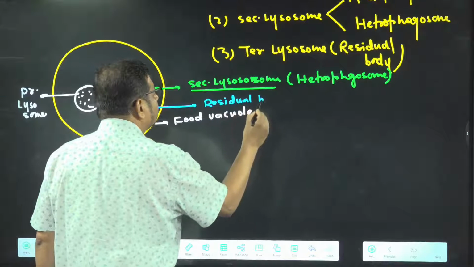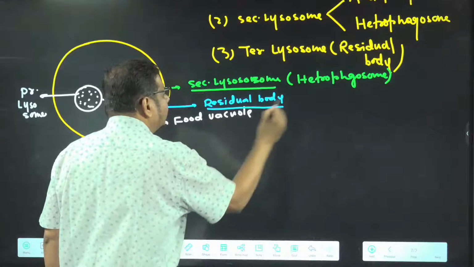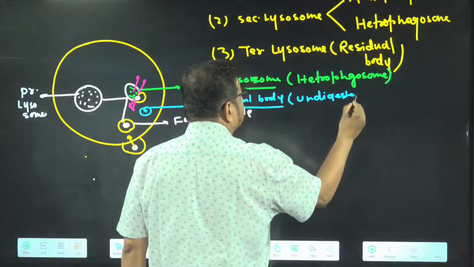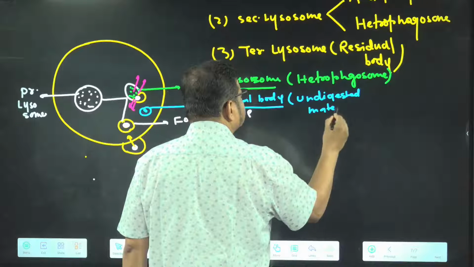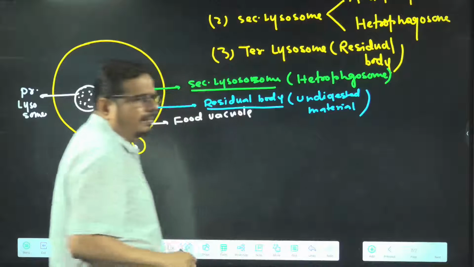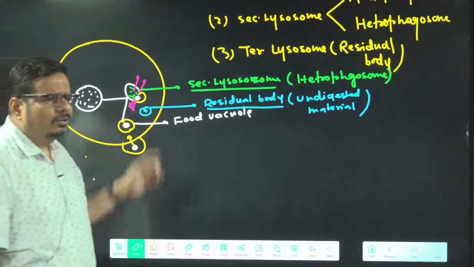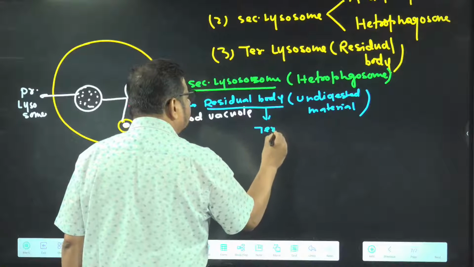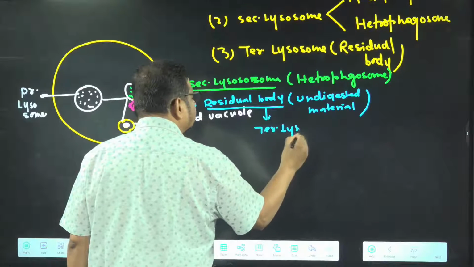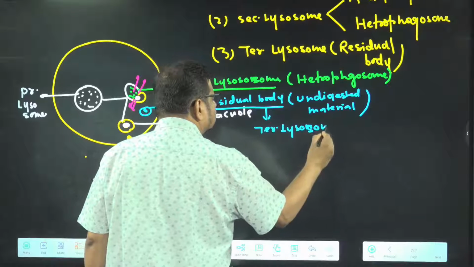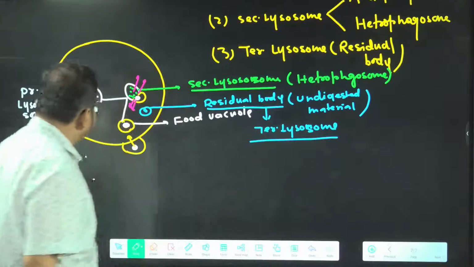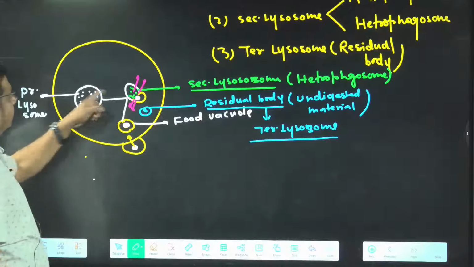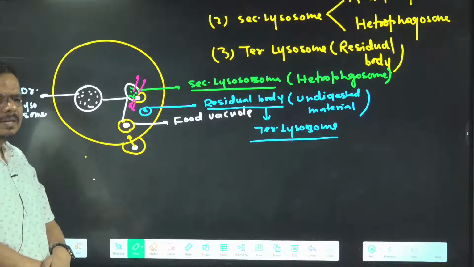Residual body. Here, undigested part is there, the material which was not digested. Getting the things or not? So it is present in the residual body, and this residual body is also called which lysosome? Tertiary lysosome. Tertiary lysosome. So primary, secondary, tertiary. You got the idea? Primary, secondary, tertiary lysosome. You understand the idea or not?